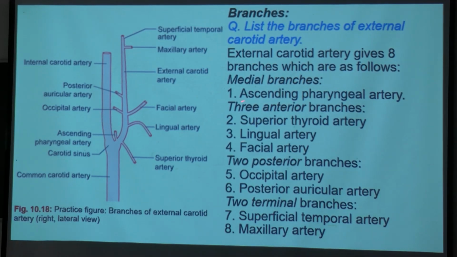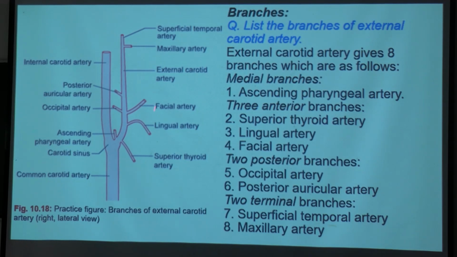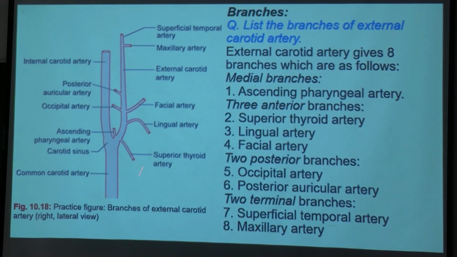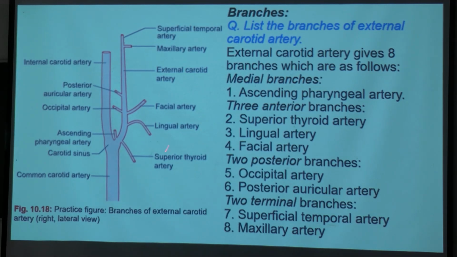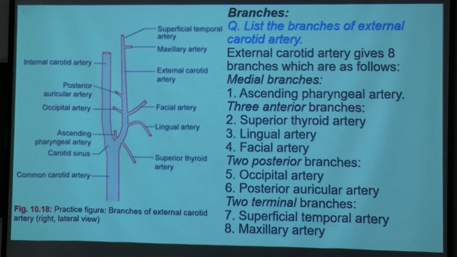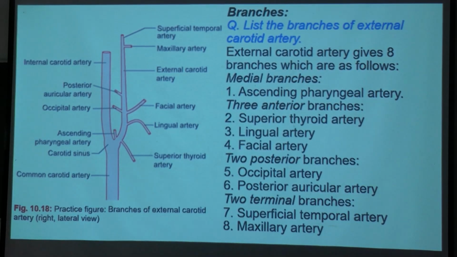The medial branch is the ascending pharyngeal. There are three anterior branches: the superior thyroid is the first branch, then the lingual artery and then the facial artery, which will be tortuous. Two posterior branches: occipital and posterior auricular. And two terminal branches: the superficial temporal and maxillary.